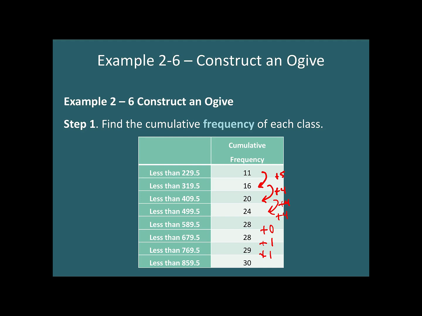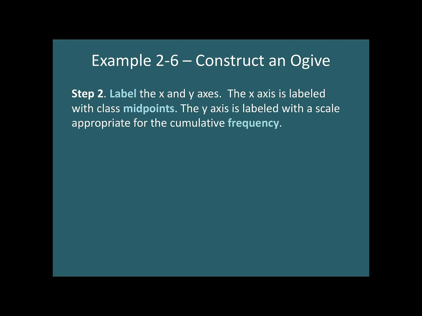I'm sure that you all know how we got the cumulative frequency because we've done this before. So step 2, we're going to label the x and y axes, and just like the frequency polygon, we're going to label the x-axis with the midpoints and use the same y-axis labeled as the frequencies. Now this time, the frequency is cumulative, so it's going to go up to 30.